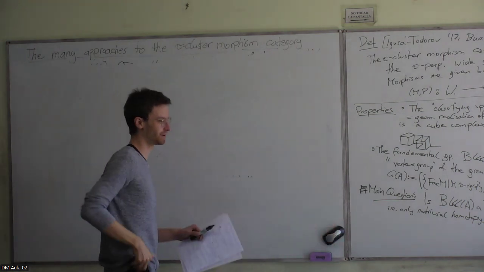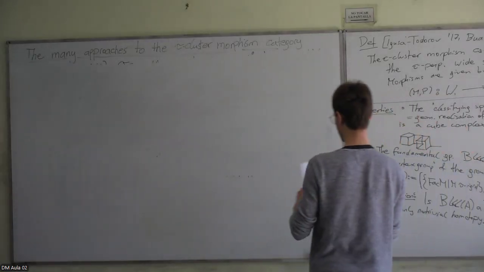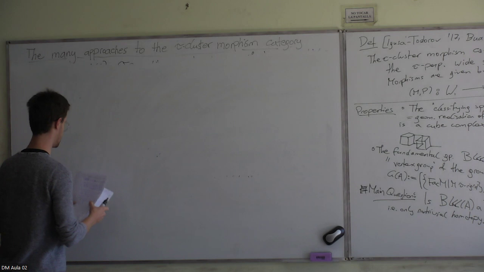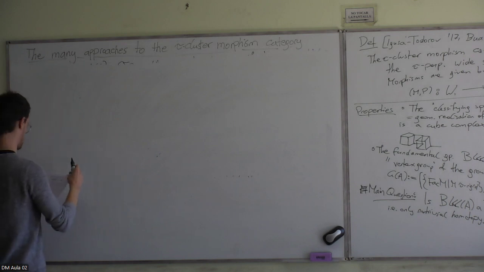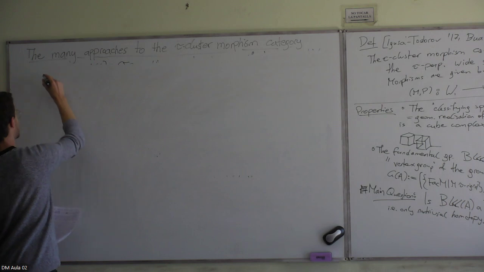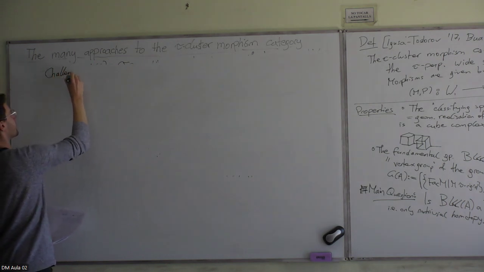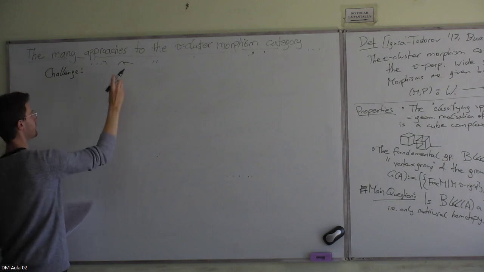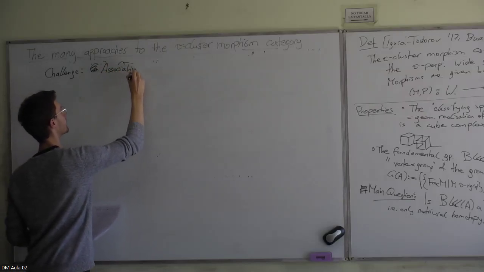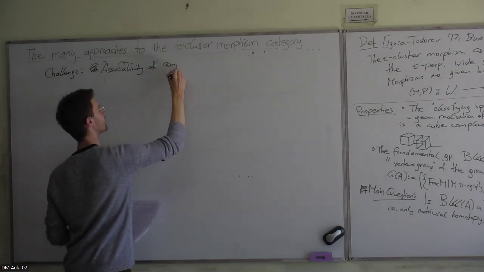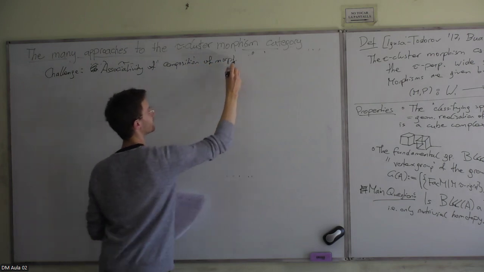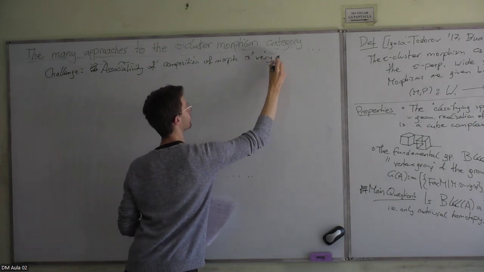Okay, then, let me just have a quick look at the time. Okay, so let me now say two things about this category, which is that, okay, this is quite nice, but one challenge that has existed since the beginning of this tau cluster morphism category is that the associativity of composition of morphisms is very difficult to prove.